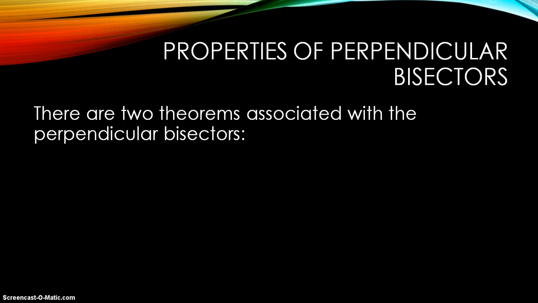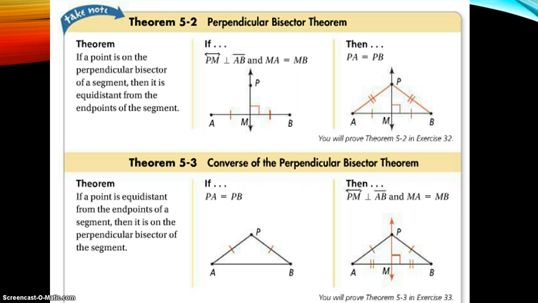So we have two theorems that are associated with the perpendicular bisectors. The first one here is if there's a point that's on the perpendicular bisector of a segment, then it's going to be equidistant from the endpoints of the segment. So what that means is I have some point P anywhere on this line. If I were to connect point P to the endpoints here, so either to A or to B, then those two lengths are going to be exactly the same length.